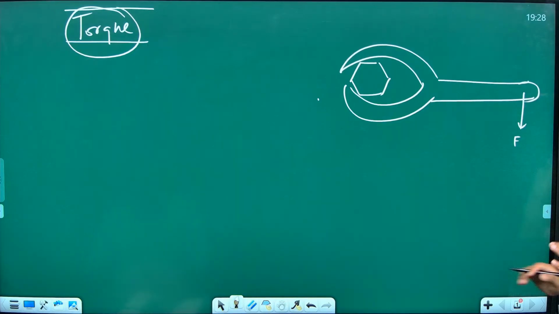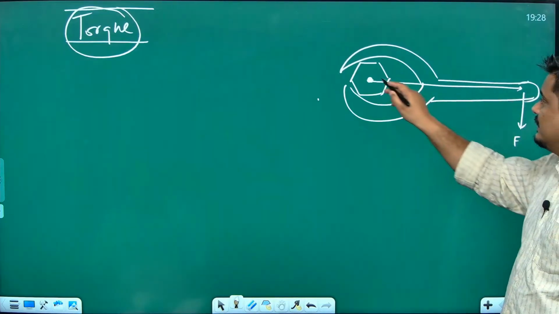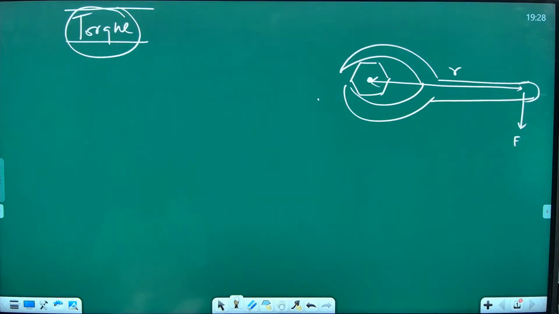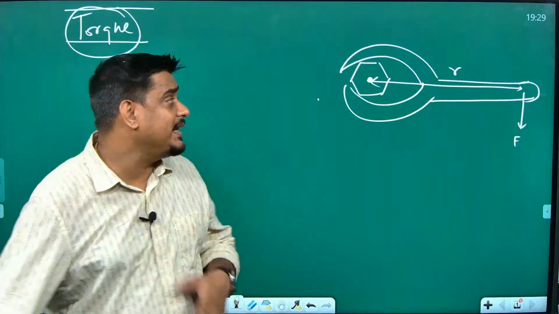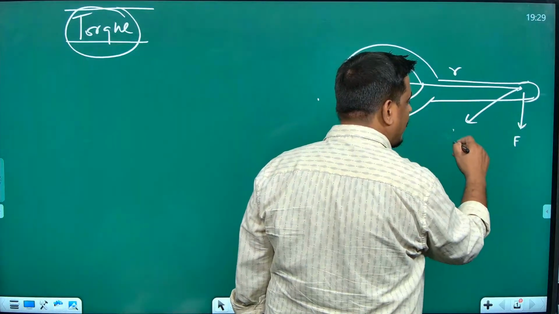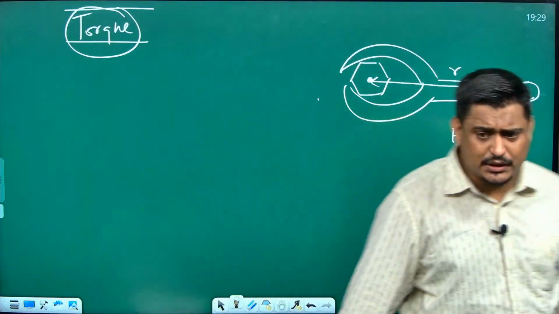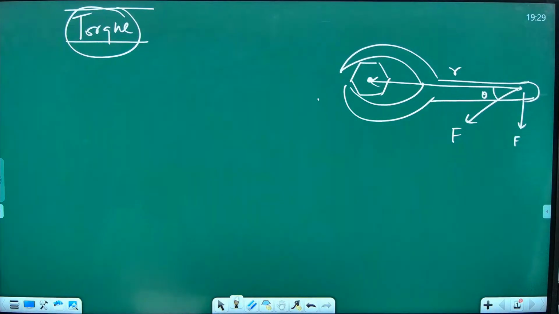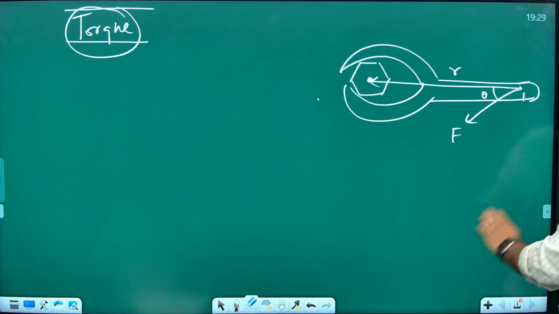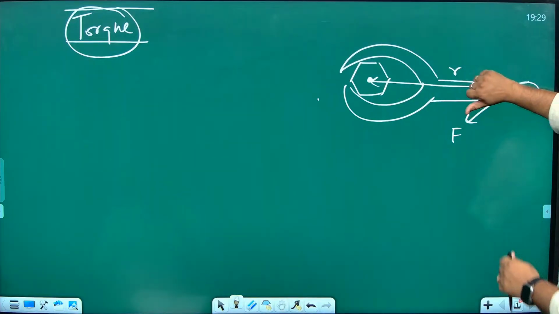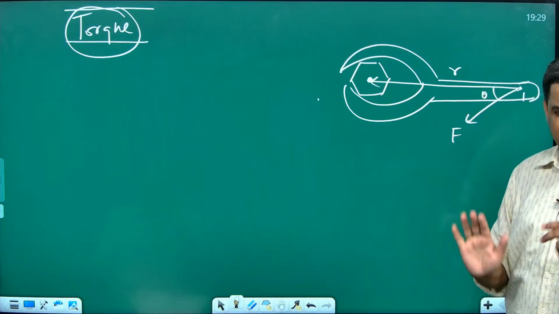And what is the distance from the rotational point to this F? This is called R, which is called the position vector. Now, if I ask you a question, what if somebody applies the force like this, making an angle theta with R, will this force not rotate it? This also rotates it. If I am not applying the force in the perpendicular direction, and I apply a force like this, then also the nut will open, isn't it? Or it will close. Are you getting what I am trying to say?